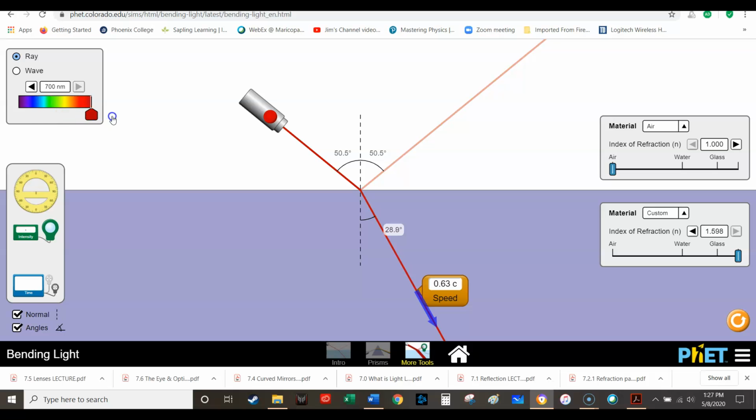Well, if I move this to red, you could actually see that bending. It's actually not bending as much. So now it's 28.9 versus 28.4. So it's actually 0.5 degrees less bent, and it's traveling 1% faster than the speed of violet, right? And 1% of 3.0 times 10 to the 8th is actually a really huge number, right? That's a really huge number.